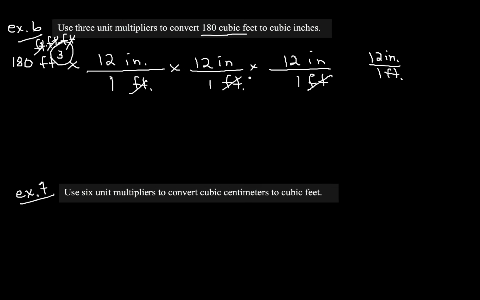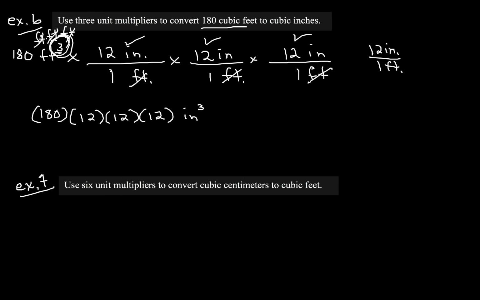So all your feet cross out, so you're left with 180 times 12 times 12 times 12 inches cubed, and you can multiply that out or just leave it like that. The book tends to leave it just like that. The only thing different is it's cubed this time, so you need 3 unit multipliers to go with each cube. All right, let's crank it up a little bit here.